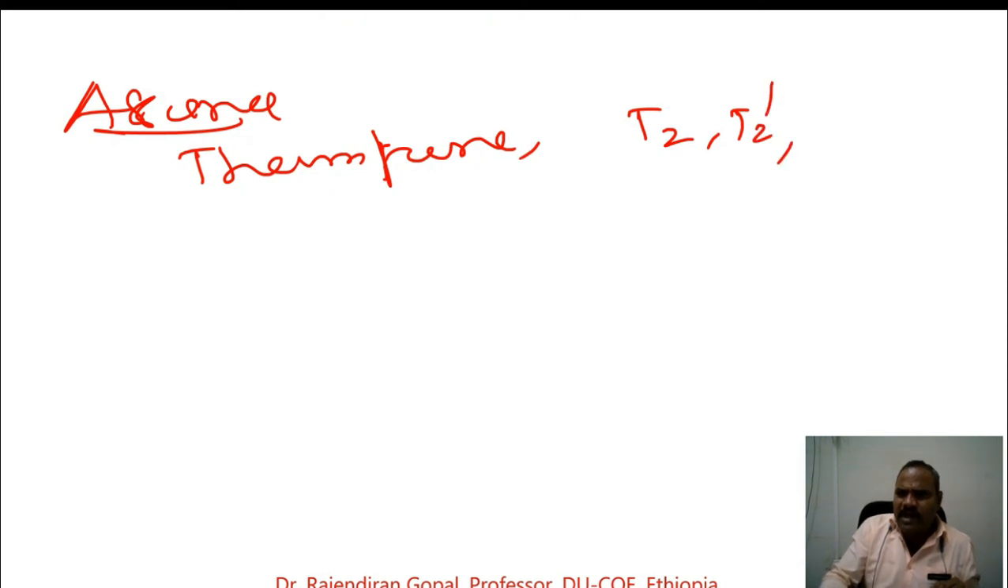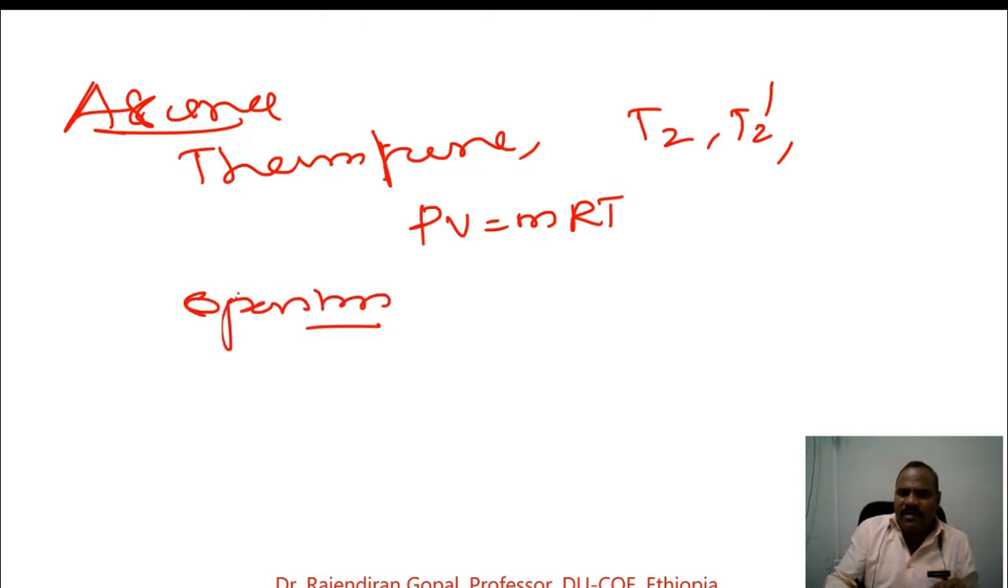Now the assumption in this question is that temperature can be found from the compression, that is T2 dash, by the isentropic and actual compression relation. Also the temperature can be found from the PV is equal to MRT ideal gas equation, and the operating points are obtained from this temperature and the pressure ratio relations.